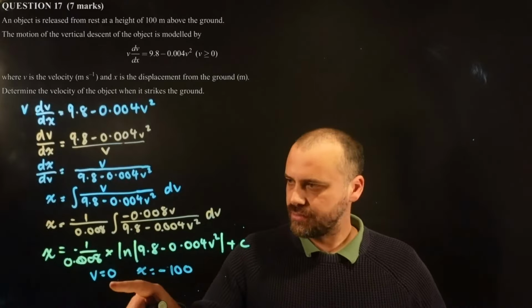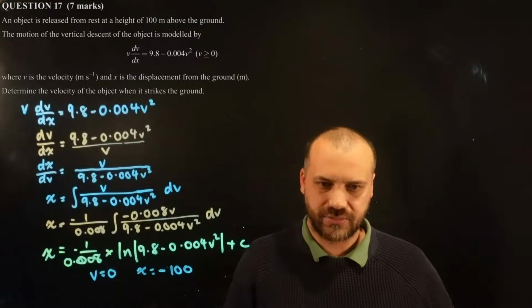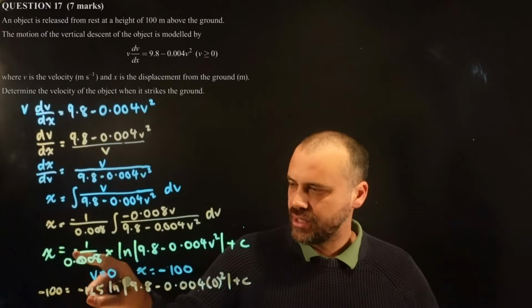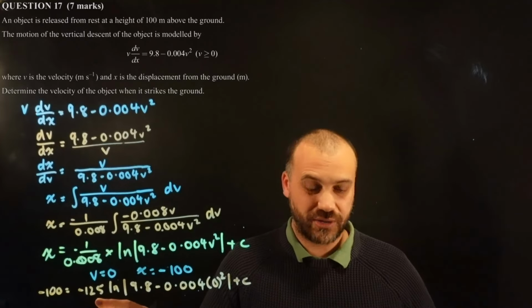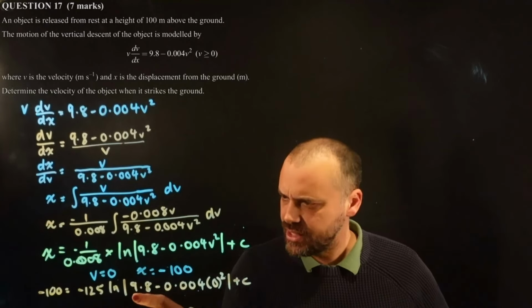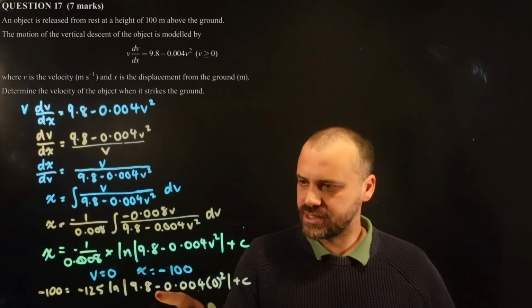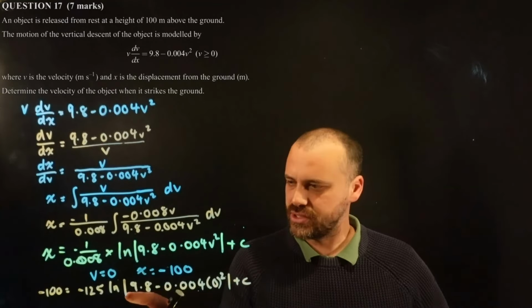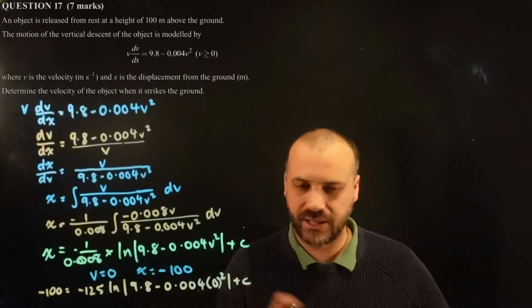All right, so let's sub in velocity 0 here and displacement negative 100. Just a heads up, I've done a couple of things here. X is negative 100. Instead of writing negative 1 over 0.008, I just wrote negative 125 because they're the same thing. And now here, where I put velocity 0 in, I can simplify this straight away. This is 0, so this is just going to be the absolute value of 9.8, which is just 9.8. So we can just have ln 9.8 there.